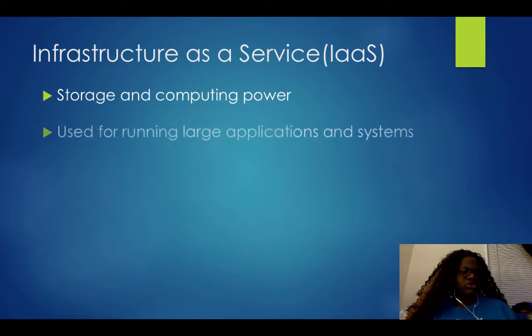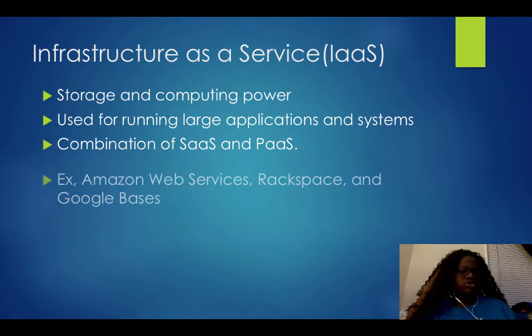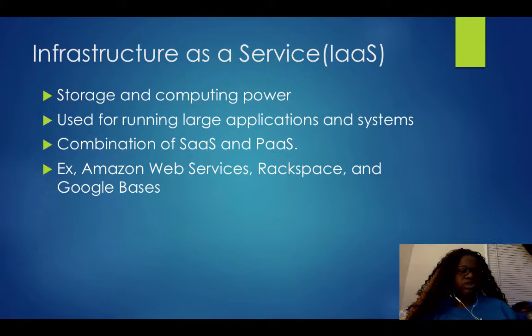Infrastructure as a service, known as IaaS, is a kind of storage and computer power service that allows users to run virtually any application or configuration over the internet. It is almost like a combination of PaaS, which is platform as a service, and software as a service. Amazon Web Services, Rackspace, and Google Base are good examples of IaaS.